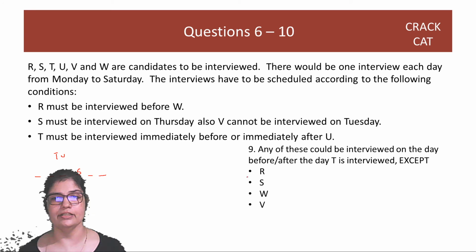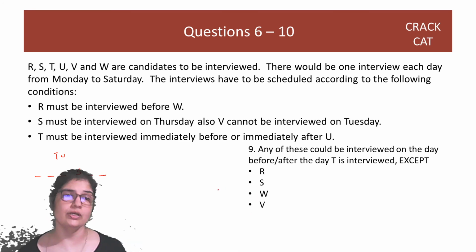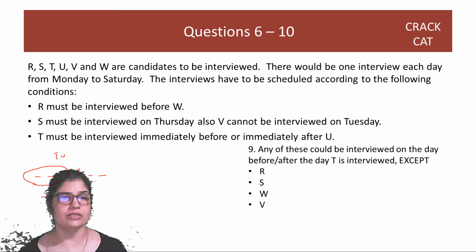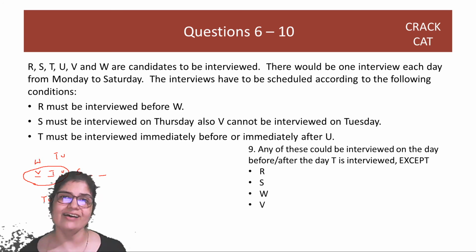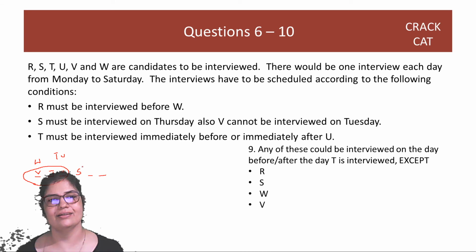U is not here in the option, right? It has to be one more. So those three guys will come here. So with T and U, I can have anybody. I can even have V. I can have V on Monday, and then T and U, right? What I cannot have is W because R has not taken place yet.